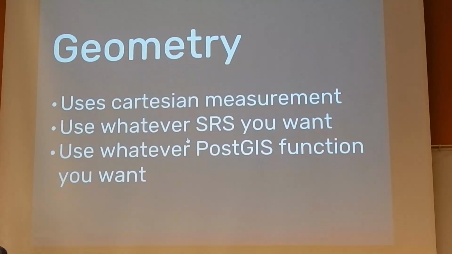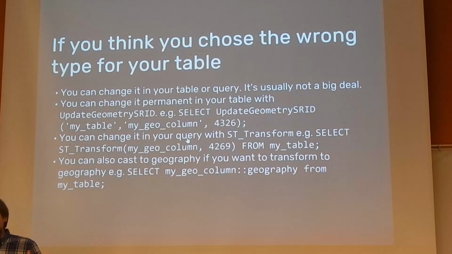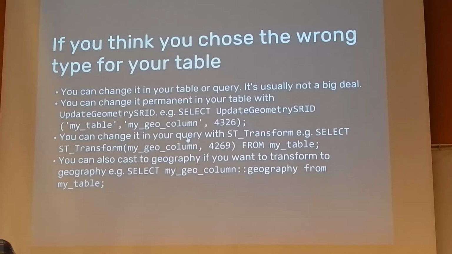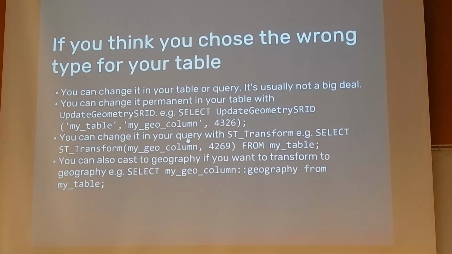Geometry uses Cartesian measurement instead of geodetic. Use whatever SRS you want. It runs the gamut, so planar, whatever, you can use whatever. If you mess up, it's your fault. You use whatever PostGIS function you want. But if you think you're using the wrong SRS, you can always change it permanently in your table. There's a function called UpdateGeometrySRID. I have an example there. Read it.